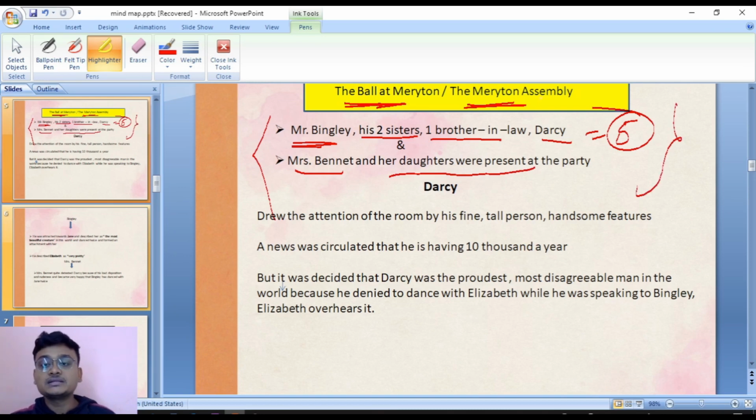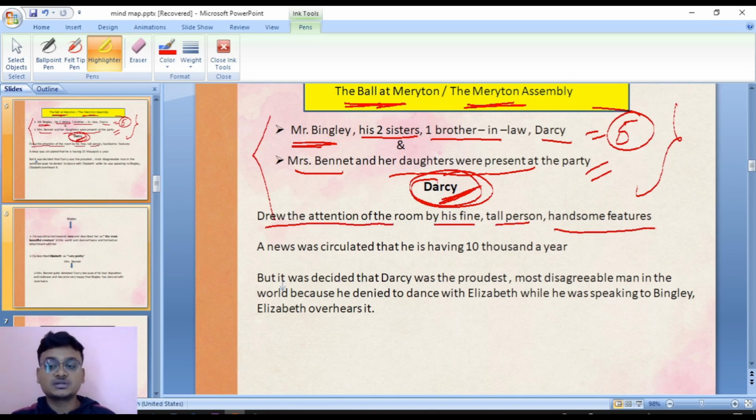What happened at the Meryton ball, the Meryton assembly? Mr. Bingley's family and Darcy all met Mrs. Bennet and her daughters at the party. What was the result of that party? Darcy drew the attention of the room by his fine, tall person and handsome features. Darcy was a tall person, very fine, and that's why he drew the attention of the other people in the room. But suddenly news circulated that he has 10,000 a year. So how rich a person he is. This news was circulated suddenly at the party.